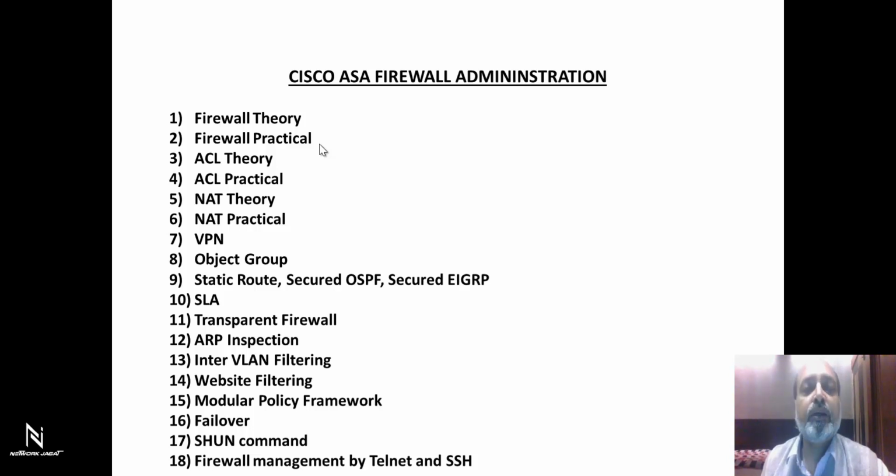So when we are positioning that firewall at the junction point of all those VLANs, and we need to filter the traffic which is moving between the different VLANs, we are going for inter-VLAN filtering.